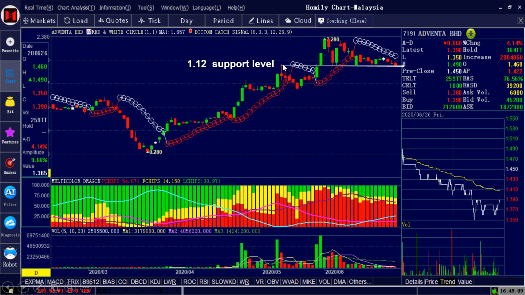So the same, the previous high becomes the future support. So the $1.12 is a strong support level recently. So if we can find the circle turn red, we can buy again for short term. But if in the future the price closes below the $1.12, it will be very dangerous.